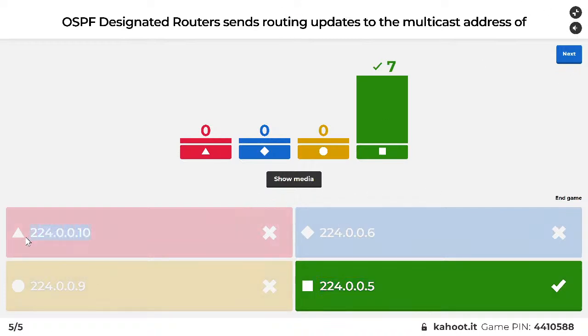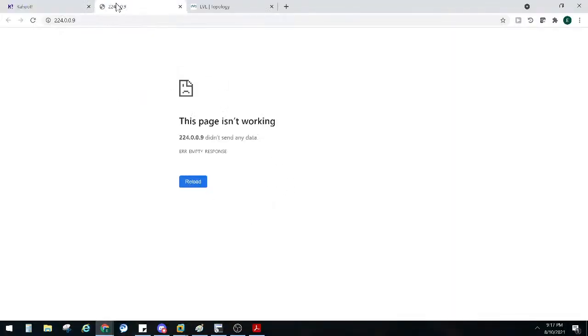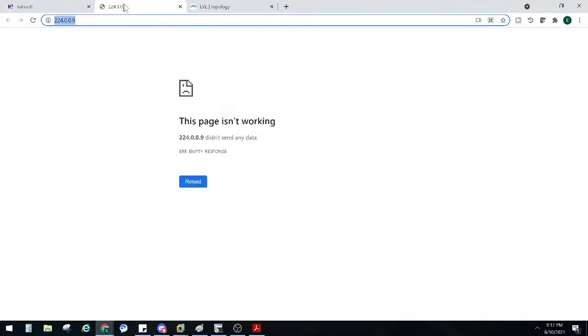Now, 224.0.0.10, I want to say, I don't remember, I want to say that's the EIGRP multicast address. And .9, I believe, is, let me copy this. Matter of fact, let's look for it. 224.0.0.9. Google that.